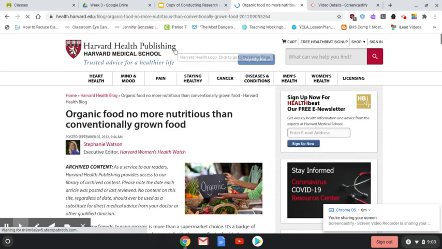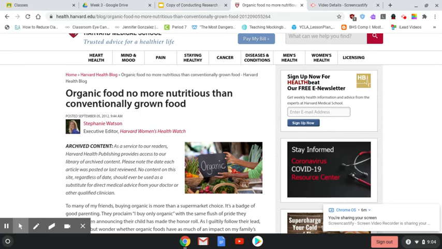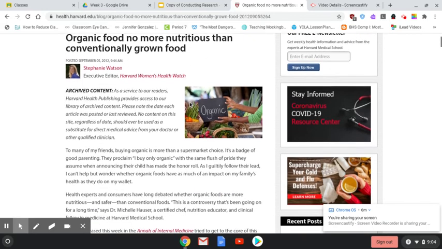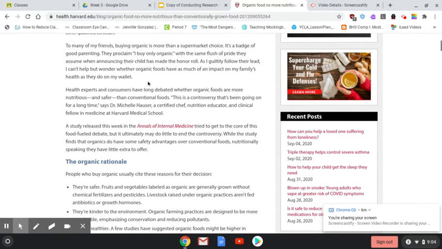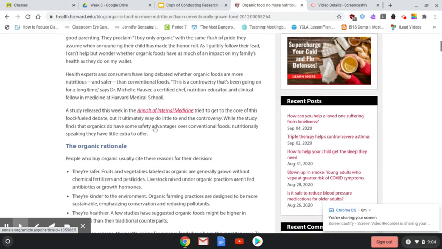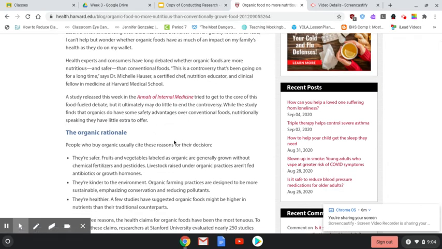So this is something that has been published, so it's had to go through a publishing process because it says Harvard Health Publishing, and it's coming from the medical school. And organic food, no more nutritious than conventionally grown food. So we have a date in which this was written, we have an author, and we know that it's been edited. There are links to other websites that show us that their information is corroborated.